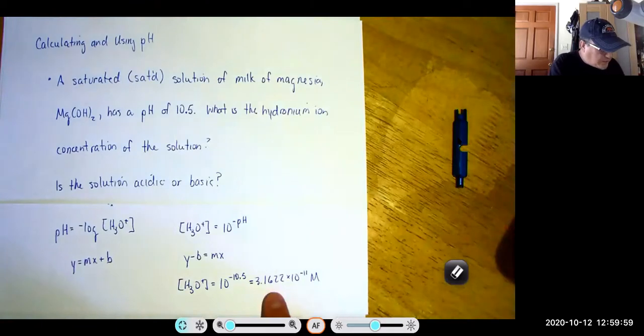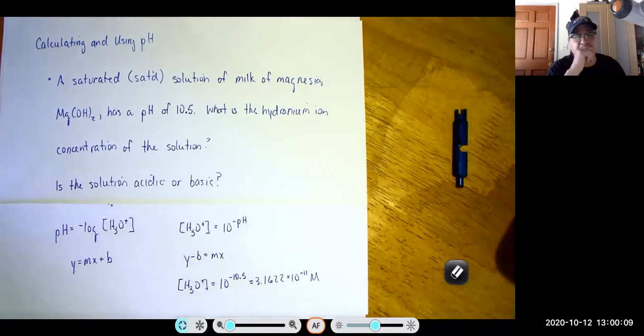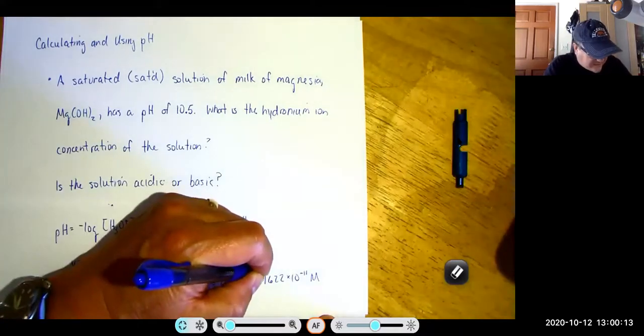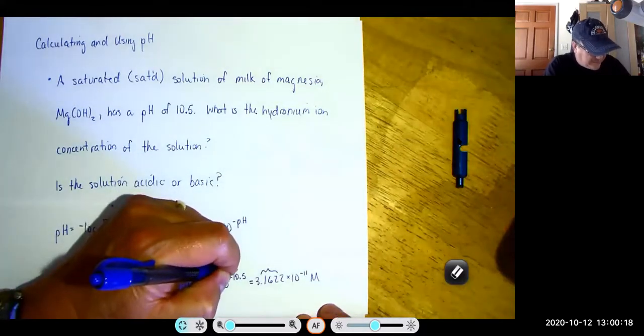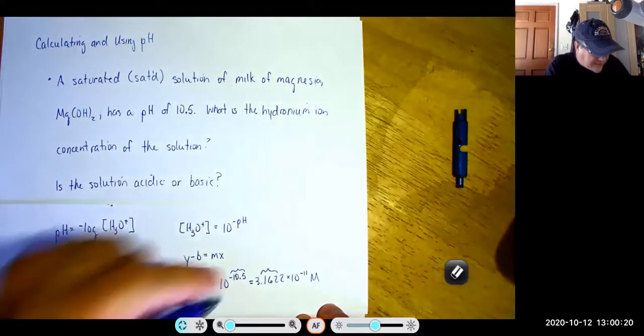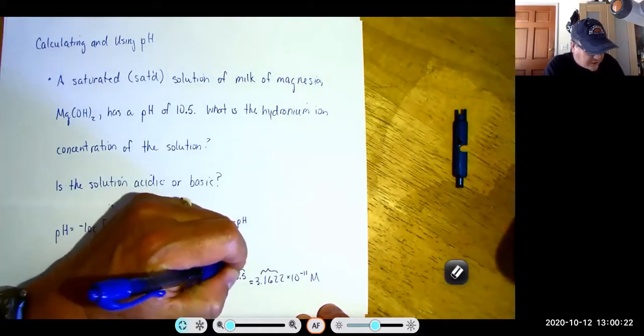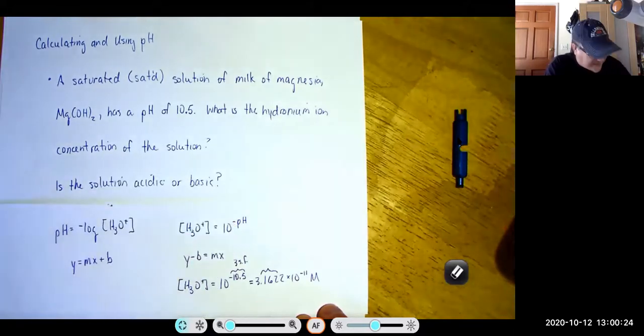Now, what are we supposed to report here? So what's the rule for significant figures? You look at these two numbers here. This has 3 significant figures, so this gets 3 digits after the decimal.